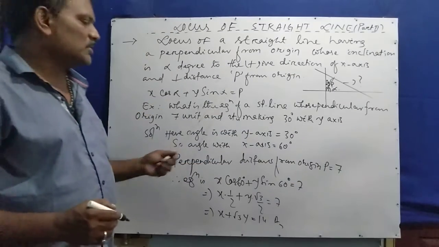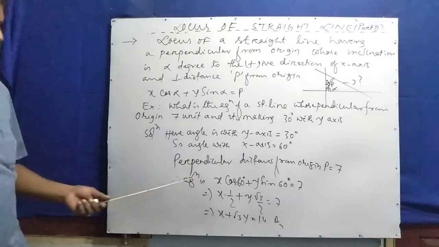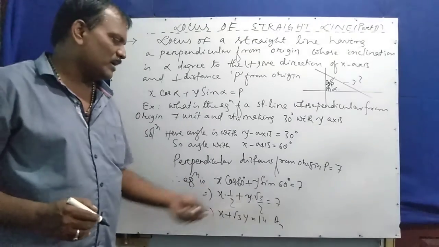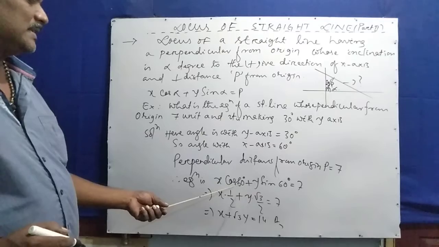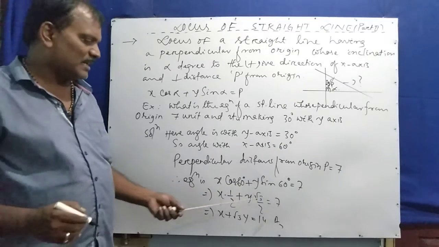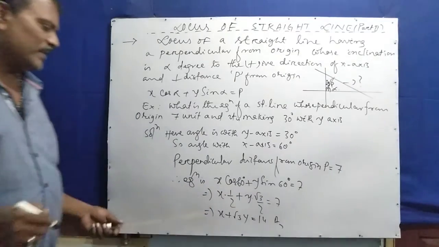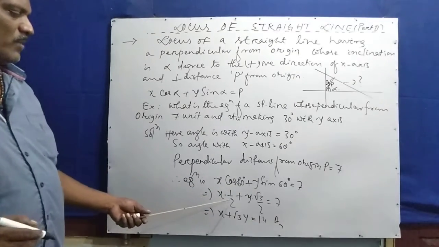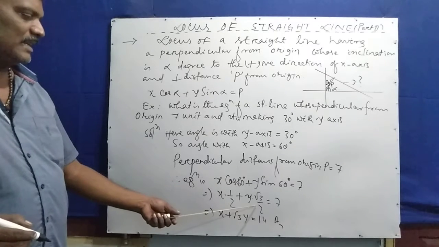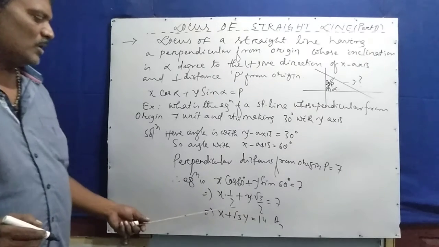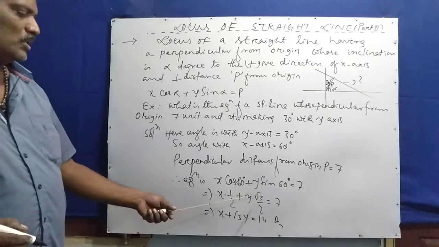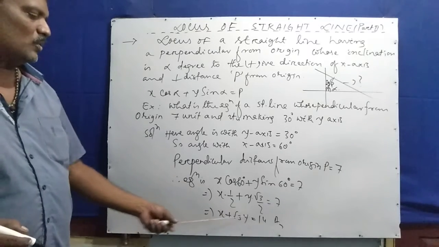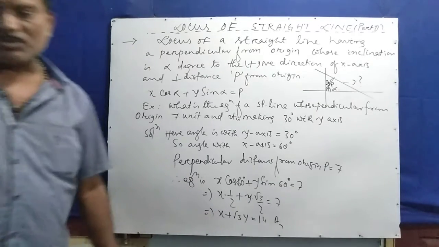So applying this formula, x cos alpha plus y sin alpha equal to p. So x cos 60 degree plus y sin 60 degree, p equal to 7. Cos 60 equals 1 by 2, sin 60 equals root 3 by 2, and taking the LCM, 2 is the LCM. So x plus root 3 y equals 2 into 7, that is 14.